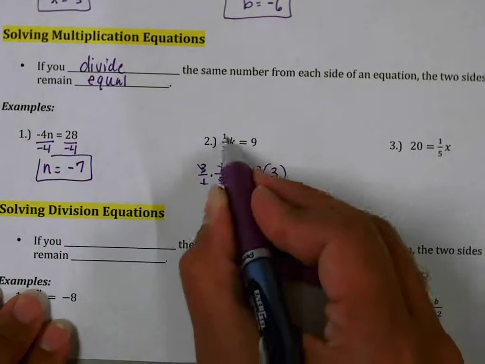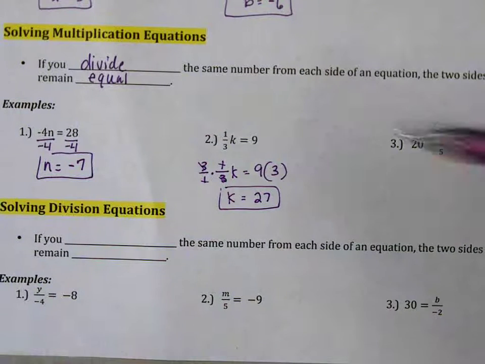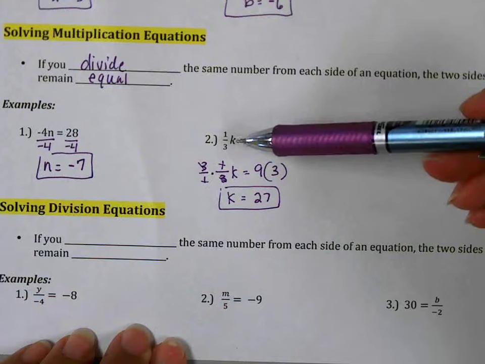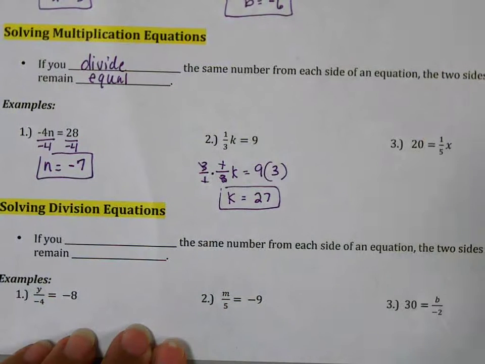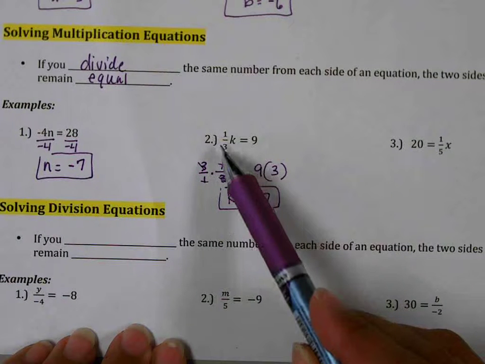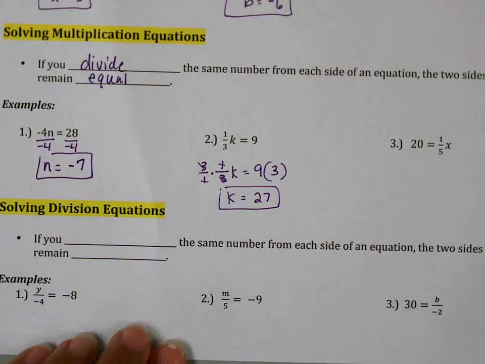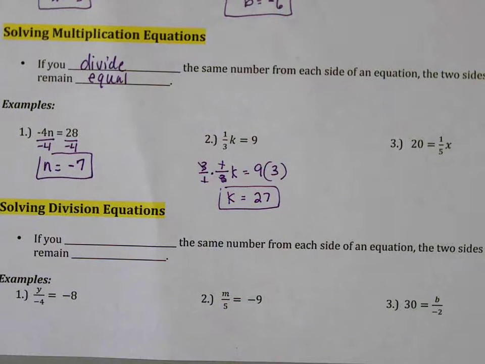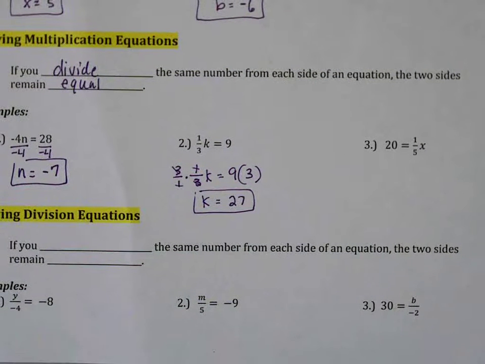And if you think about it, a third of 27 is 9. So remember, I divided by a fraction. And when you divide by a fraction, you're actually multiplying by its reciprocal. So when you see a problem like this, you're just going to multiply both sides by its reciprocal. Okay, 20 equals 1/5 x. I want you to try this one on your own, pause it, and then come back and we'll check it in just a second.